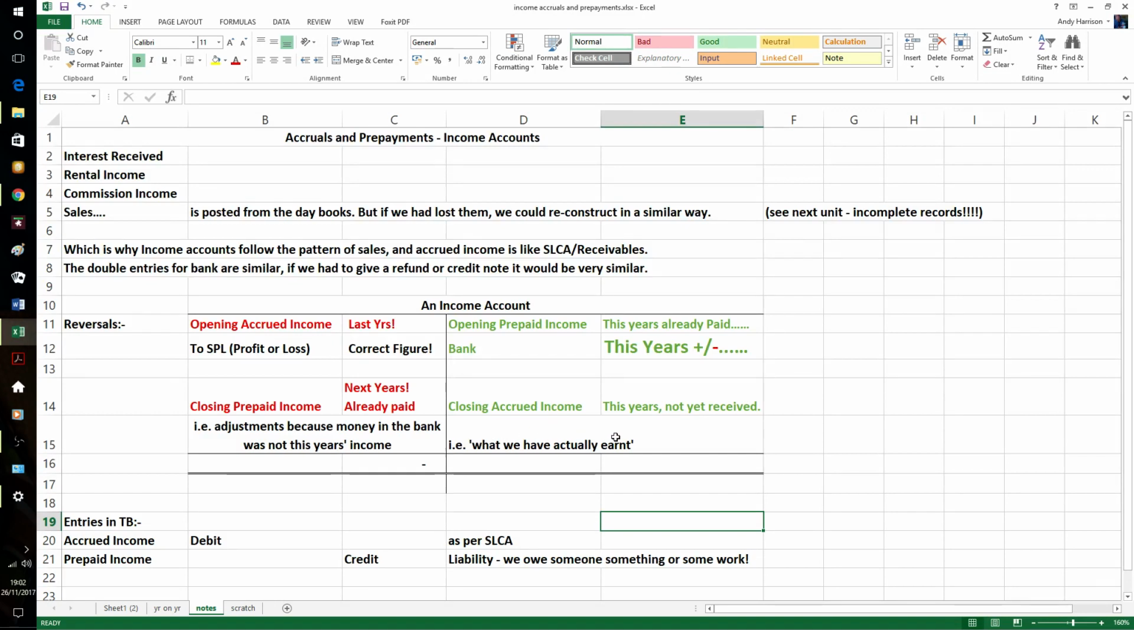So this rear side really is what we've actually earned. Some last year, some this year, some next year, adjusted for the fact that some of the money that we received during the year was last year's or next year's money. So effectively the adjustments. In our trial balance then, accrued income is a debit as per the sales ledger control account, the similarities carrying on, and prepaid income is a credit, much easier to understand really if you think about the rental one or the deposit that the plasterer made. We owe someone something or some work because they've paid us in advance, paid us some of our earnings in advance.